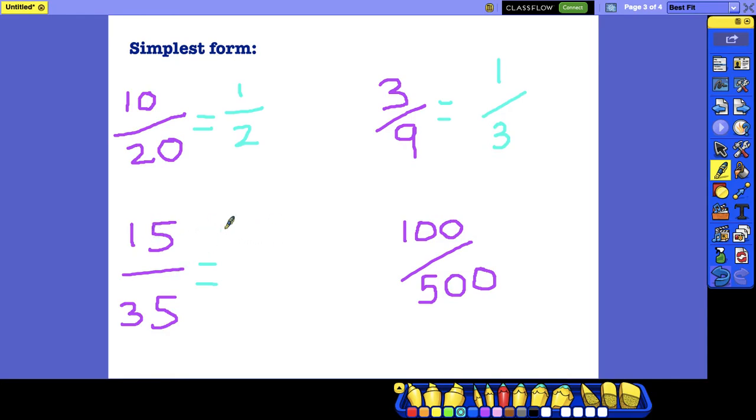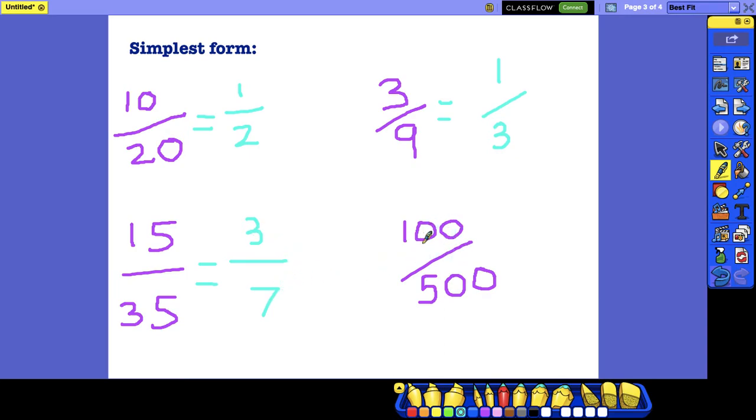And here 15 divided by 5, okay, is 3. And 35 divided by 5 is 7. 3 over 7. Now we can't divide that one anymore, okay? We can't make that one any simpler. So that is the fraction in the simplest form, okay? Because we can't divide that. We can't divide that by 2, 3, 4, because it will leave a remainder when we divide.